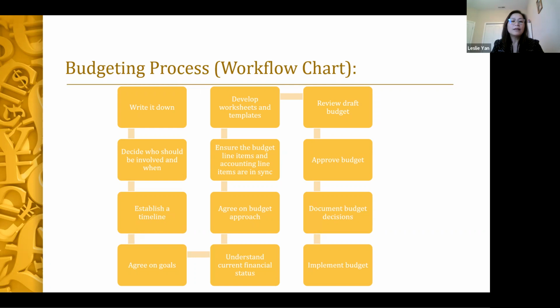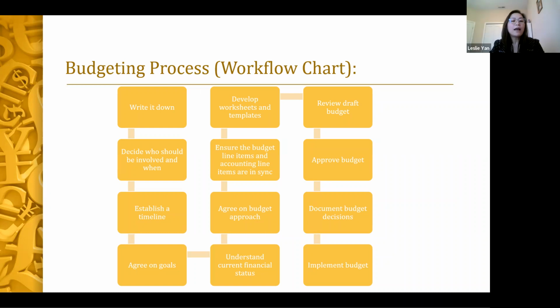The second step is you need to decide who should be involved in the process and when they should be involved. My suggestion is to get the program people involved so they know their budgets for next fiscal year. Get the fundraising people involved so they know what to raise to support the programs and the organization's goals. You also want to include the executive director because the budget needs to support the organizational goals and strategies, and this person has the bigger picture for that.